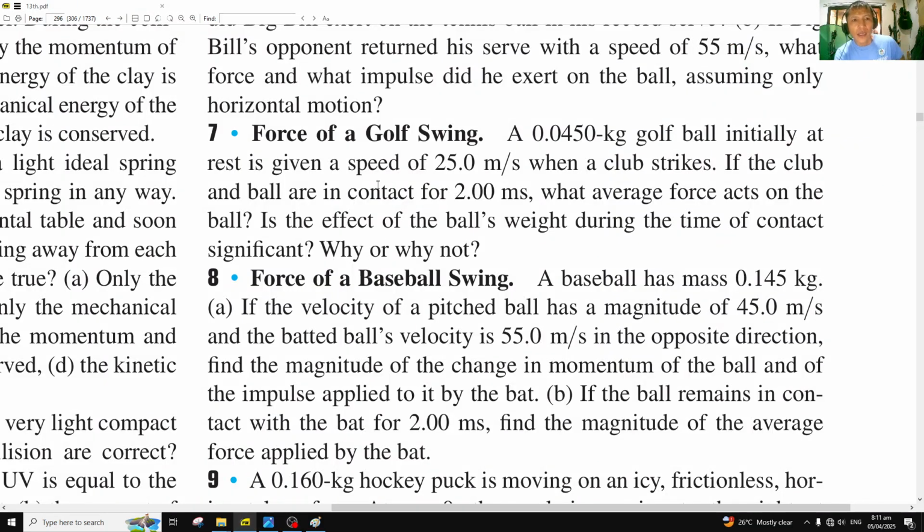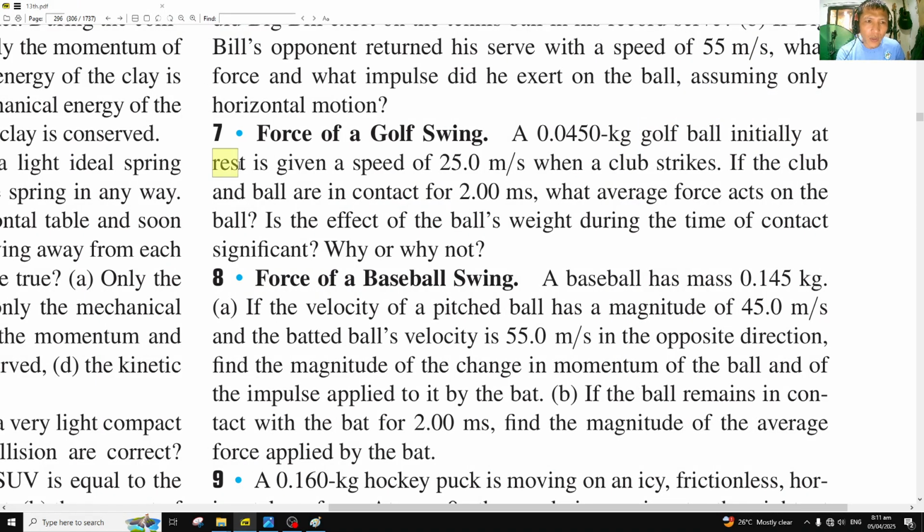So, number 7, force of a golf swing if a 0.0450 kg golf ball is initially at rest. Kita itong word nga at rest. So if initially at rest, meaning your V0 is equal to 0. If given a speed of 25 meters per second, that would be V2. So, from 0 to 25 meters per second, of course, may that acceleration.